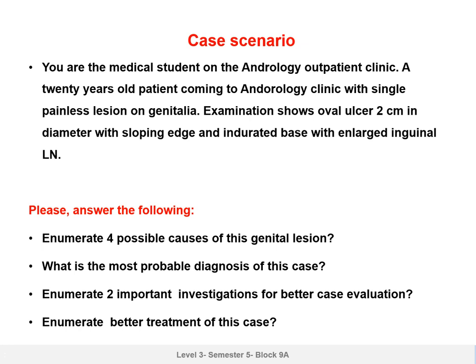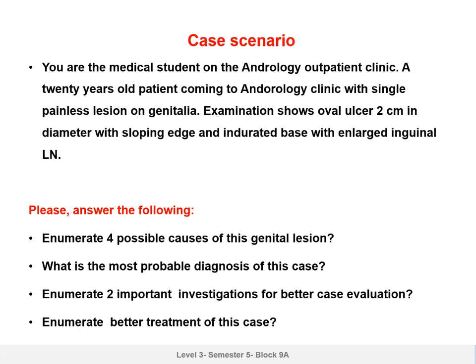As we said before, a single painless genital ulcer is a chancre. Possible causes of this genital lesion may be herpes genitalis, chancroid, granuloma inguinale, lymphogranuloma venereum, scabies, TB, Behcet, traumatic and malignant ulcer. The diagnosis is chancre of primary syphilis.